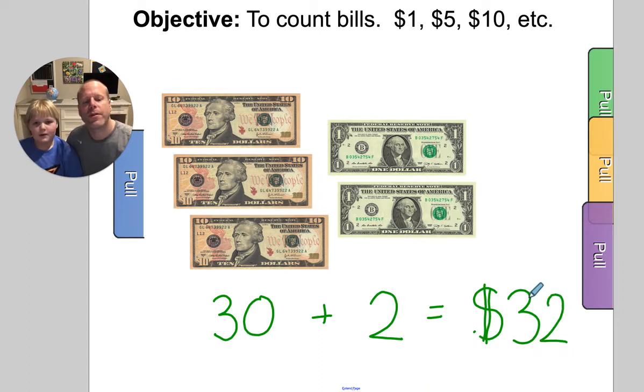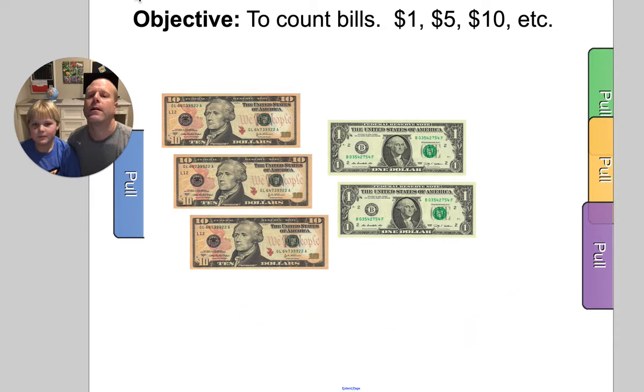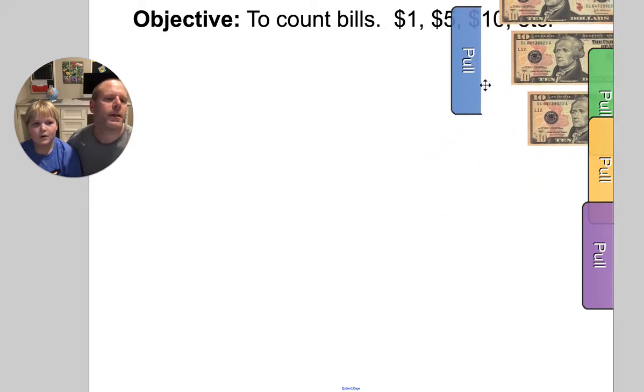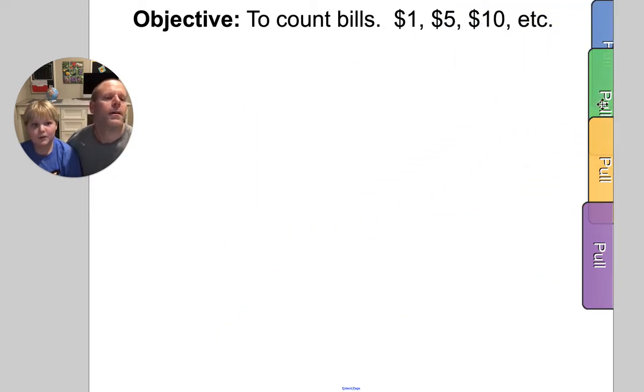There we go. So the 3 is in the tens place, and the 2 is in the ones place. Yes. Next. All right, let me get rid of what I've done here. All right. Slide it back into place. All right, let's pull out the next little mystery tab.